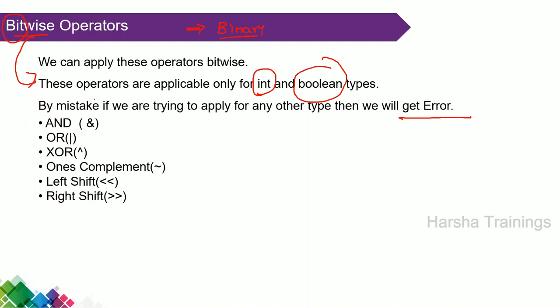Now, here assume A is equal to 7, B is equal to 3, whatever it is. Here, how do you perform the operation A ampersand B? The symbol is called ampersand.